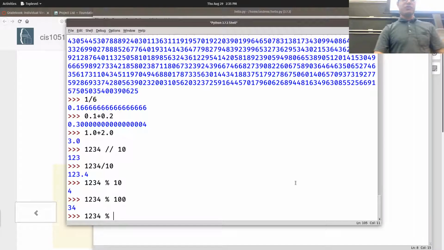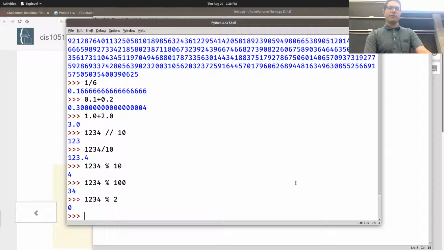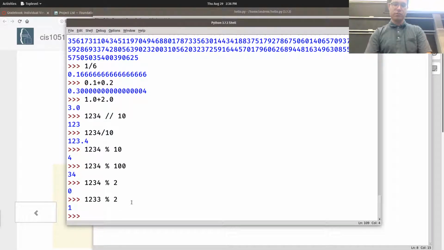The other common use you're going to see for it is checking if a number is even or odd. If we divide something by 2, there's only two options for the remainder, right? It's going to be remainder 0 if it's an even number, or remainder 1 if it's odd. So 1, 2, 3, 4 is an even number, so the remainder is 0. And 1, 2, 3, 3 mod 2, remainder 1. So the modulo operator is something we'll get a lot more practice on.